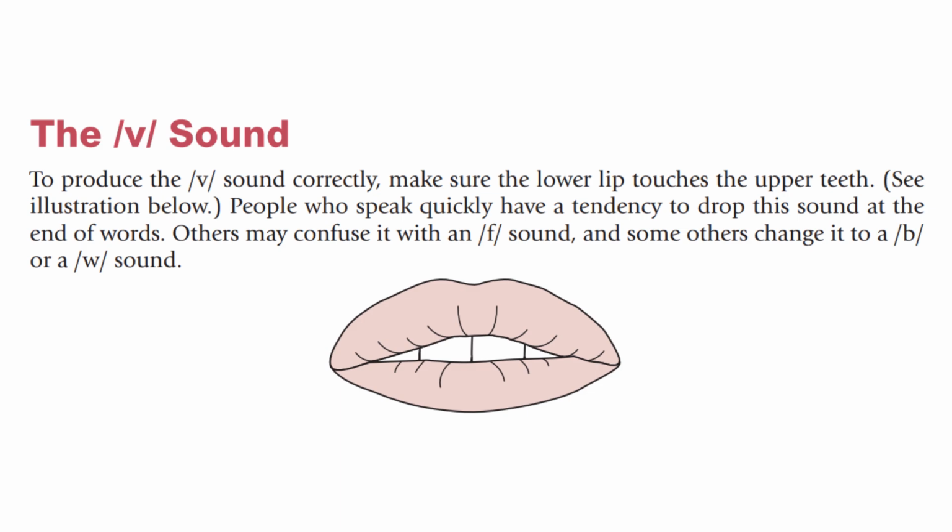The V sound. To produce the V sound correctly, make sure that the lower lip touches the upper teeth. People who speak quickly have a tendency to drop this sound at the end of words. Others may confuse it with an F sound, and some others change it to a B or a W sound.